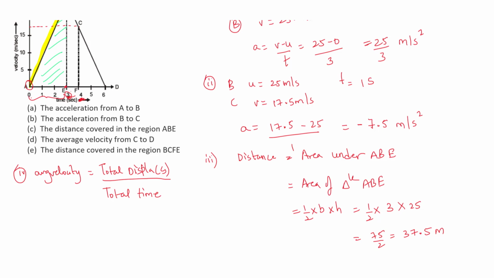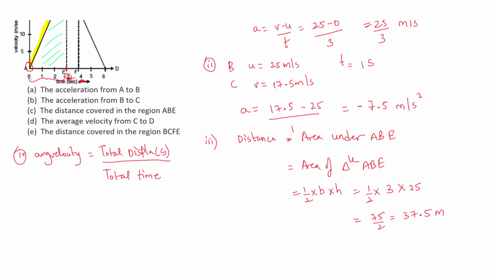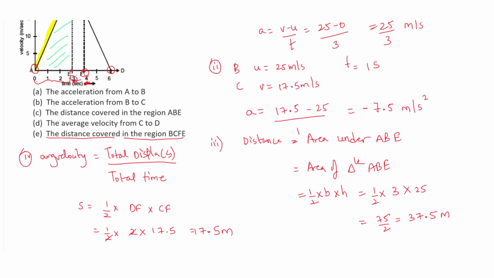Firstly we have to find the displacement. So displacement S is the area under CDE, that is half into base, which is DF, into height, which is CF. The base is from 4 second to 6 second, so DF is 2. And CF is 17.5. So that is equal to 17.5 meter.